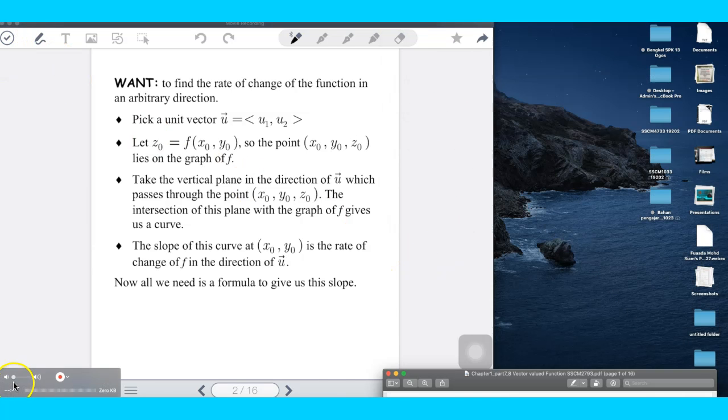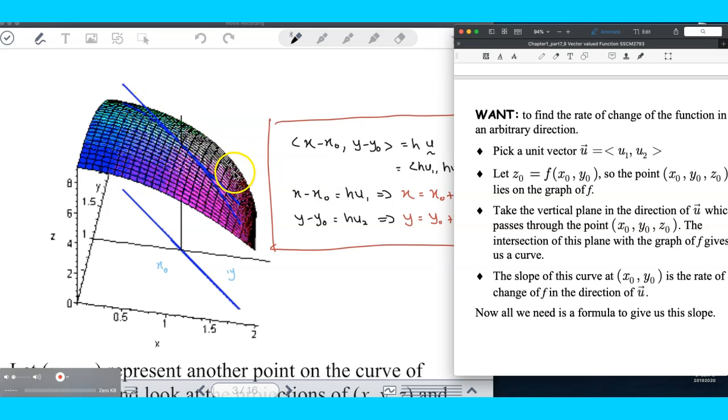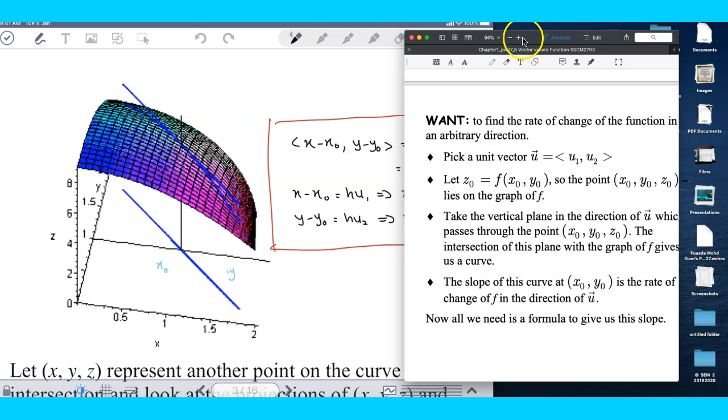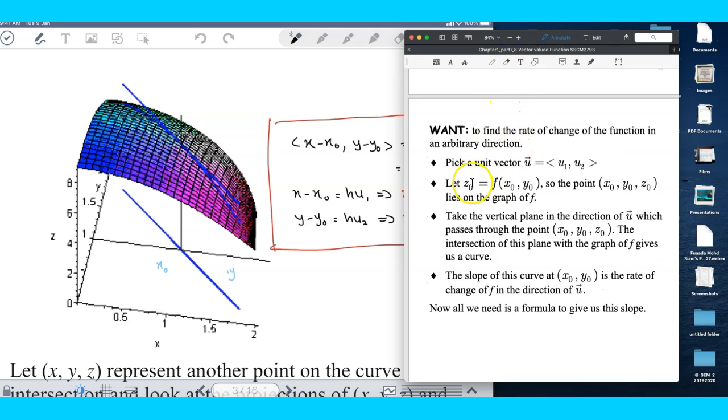So the idea here is we want to evaluate the derivatives which follow some direction of a vector function. Now, how can we obtain the formula? Here in the notes, I provide you the idea. Our intention is to find the rate of change or the slope of the function, z is a function of x, y.